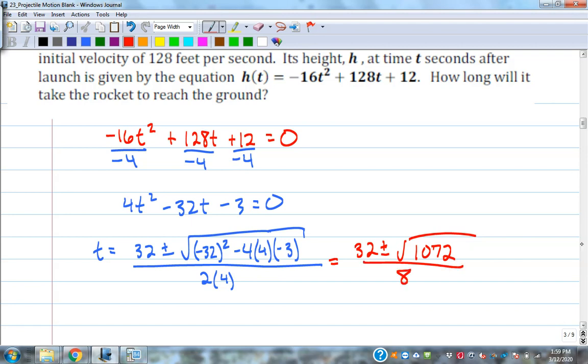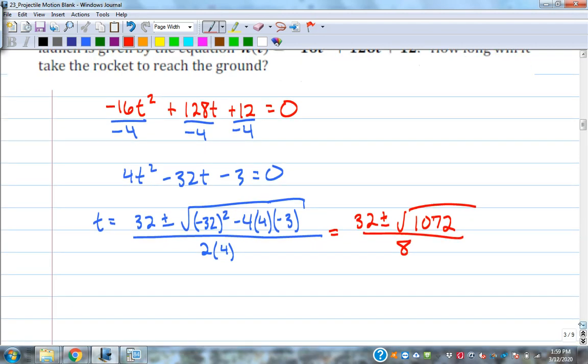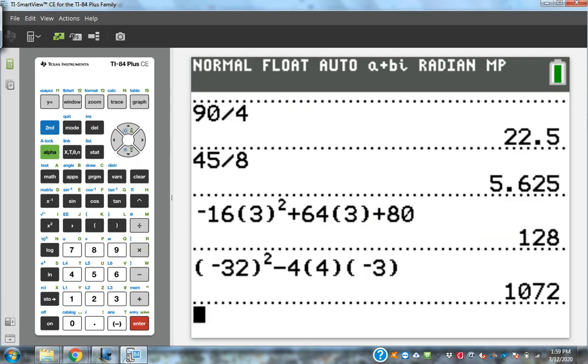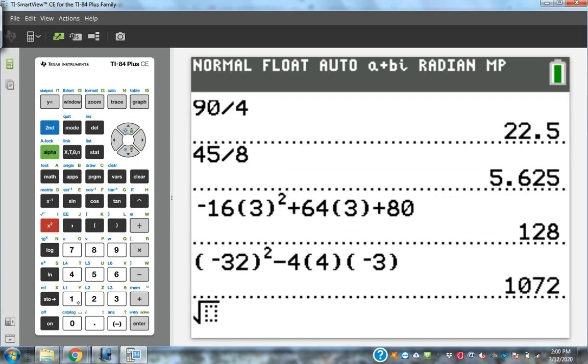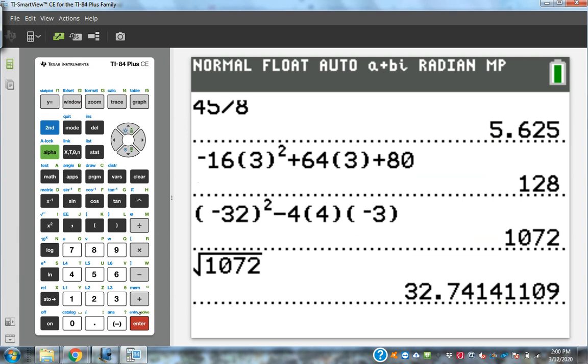And I'm not worried about getting an exact solution here. We're in the context of a word problem. It's looking for a time. Time doesn't happen in fractions. Time happens in decimals. We're using a stopwatch. It's going to have decimals on it. So I'm just going to get the decimal equivalent for the square root of 1,072. Okay. So square root of 1,072, and I'm going to go 2 decimal places there. 32.74.